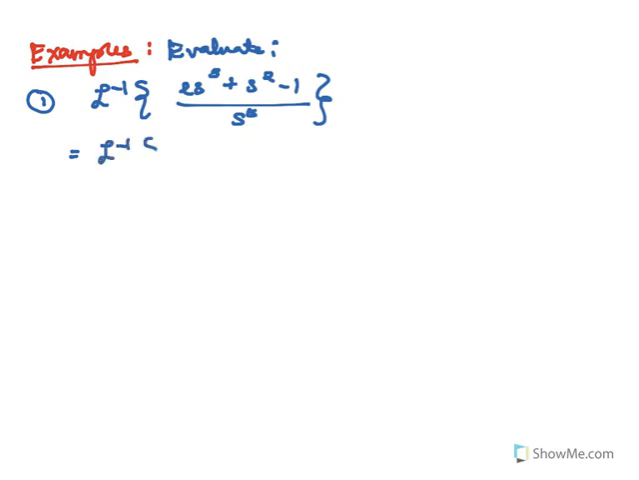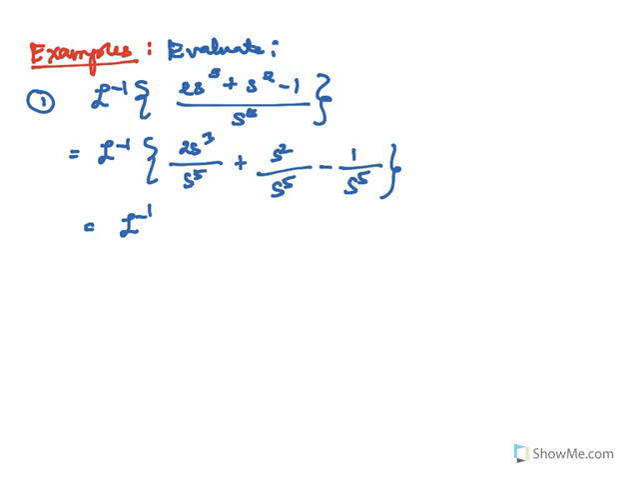So you have inverse Laplace of 2s cubed over s to the fifth plus s squared over s to the fifth minus 1 over s to the fifth. Now simplifying further, you'll have the inverse Laplace of 2 over s squared plus 1 over s cubed minus 1 over s to the fifth. So if we look into this, we have here three parts, or three terms. So we can look at it one by one.